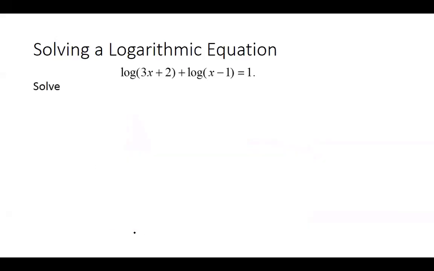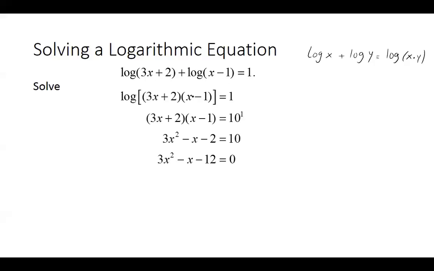Let's take a look at this example here. Log of 3x plus 2 plus log of x minus 1 equal to 1. We're going to recall some of the properties we learned before. If I have log of x plus log of y, that is the same as log of x times y. So if the argument is a product of two terms, we can expand it as a sum of logs of those arguments. So in this case, on the left-hand side, I can write this as log of 3x plus 2 times x minus 1 is equal to 1.